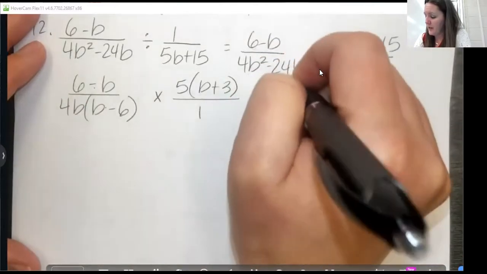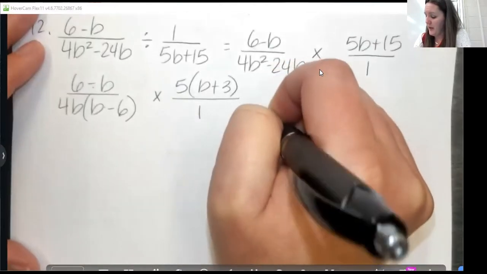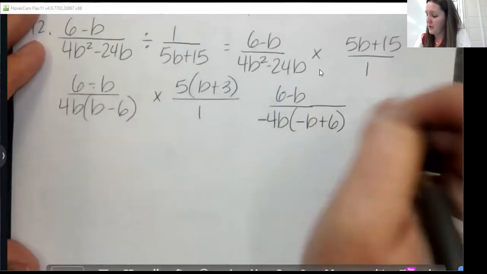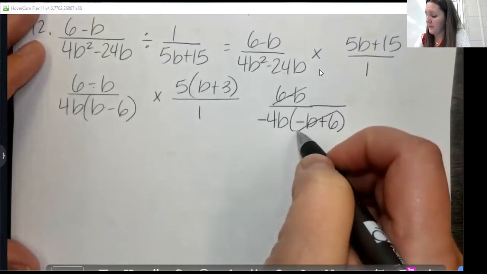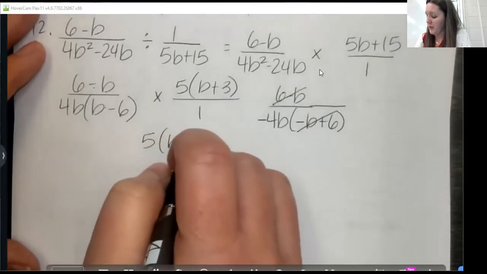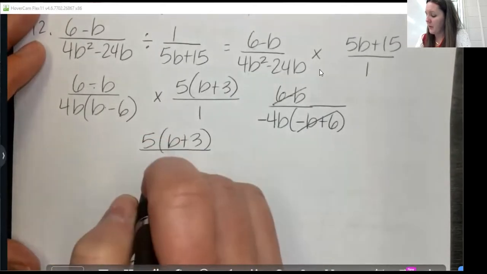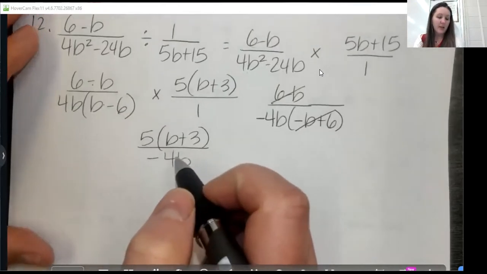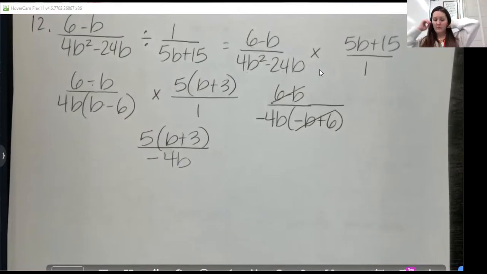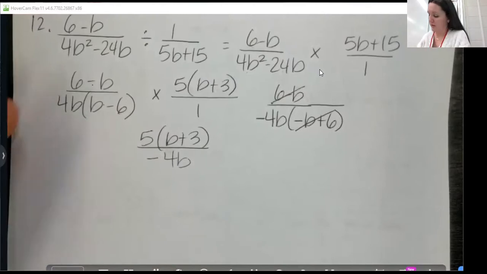So if I say that this is 6 minus b and I pull out -4b, then that makes that -b plus 6, which is totally fine because now they cancel. Nothing cancels up there. So on the top, we have 5 times b plus 3. And in the denominator, we have a -4b. Don't forget that negative sign. We do that right. Yes. All right.